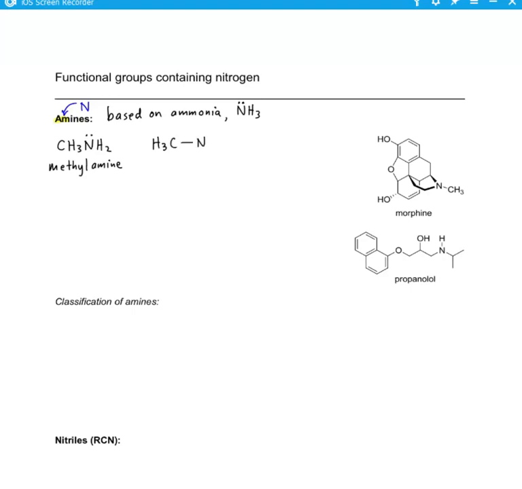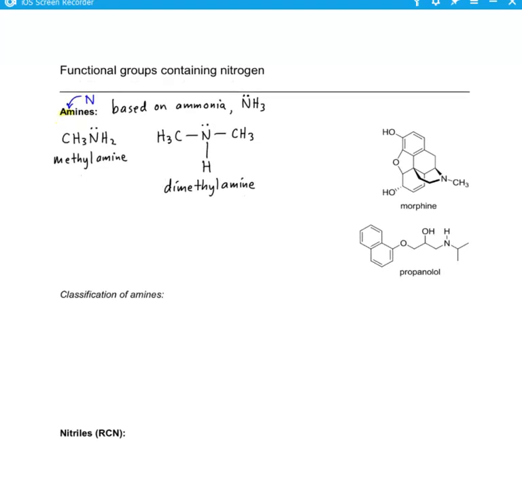You could have two of them. So this one would be dimethylamine. So you could have one alkyl group attached to the nitrogen, you could have two alkyl groups attached to the nitrogen, or three alkyl groups attached to the nitrogen. Those alkyl groups don't have to all be the same. You can have some that are the same, some that are different. So there's all kinds of variation.